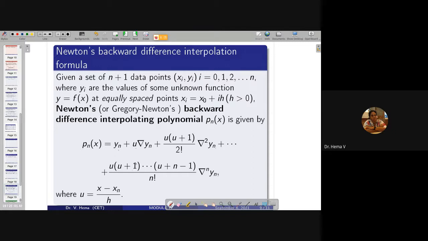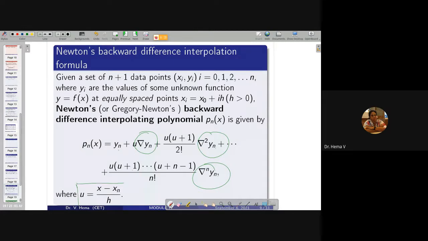Okay. So for the polynomial you have to stick to one form. One is u into u minus 1, etc. The other is u into u plus 1, etc. And here we are using the del backward operator. So you have to write two different tables. Make sure that you are using two tables and two polynomials.